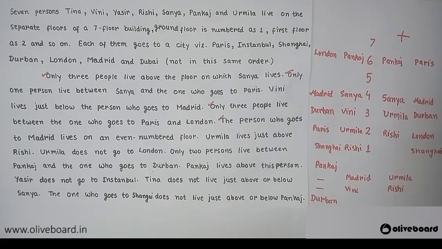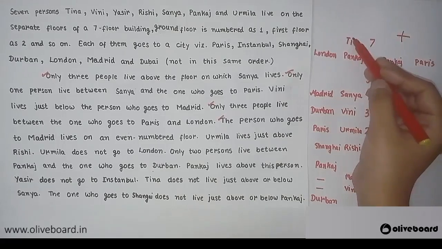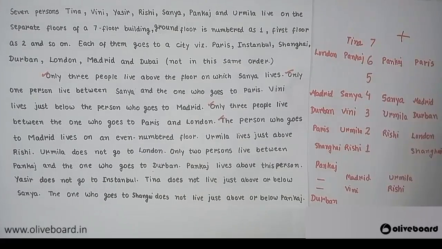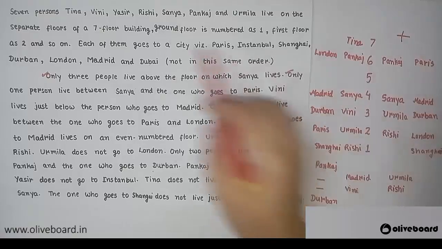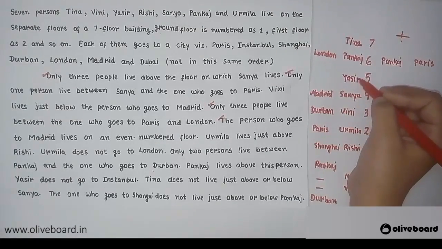Now the next statement says Tina does not live just above or below Sanya. So Tina will sit neither immediately above nor immediately below Sanya. So Tina cannot sit here, so Tina will sit here. So there is only one person left with us and that is Yasir. So I'll put Yasir here.